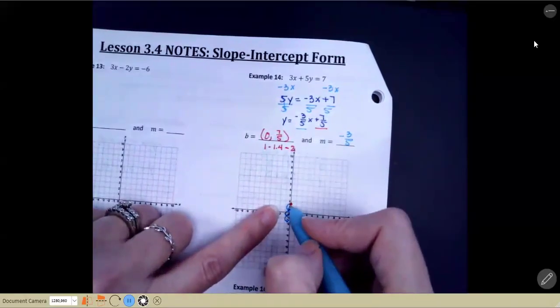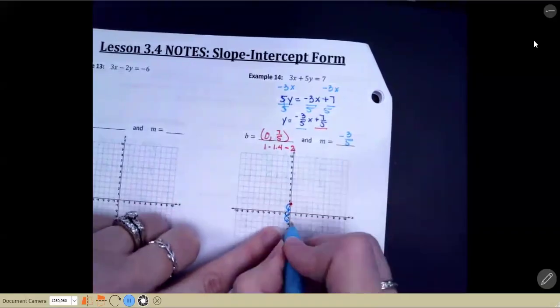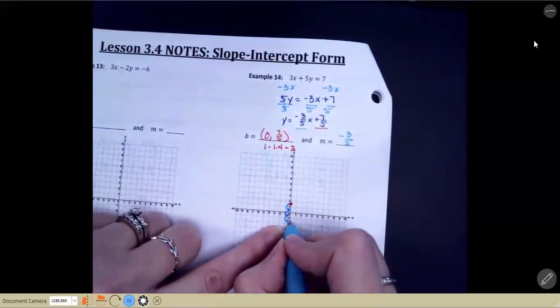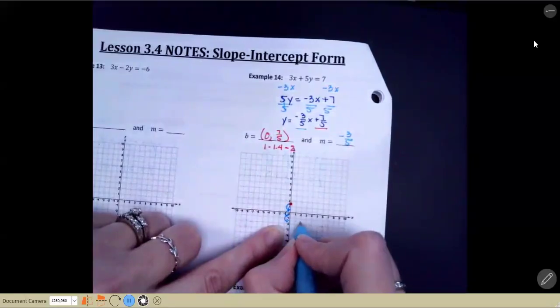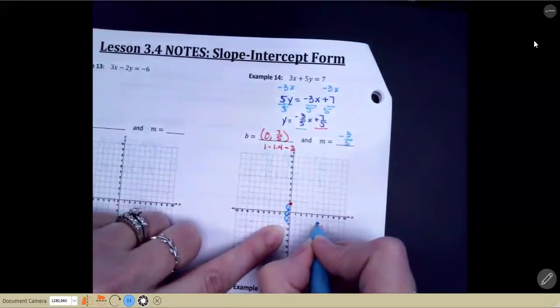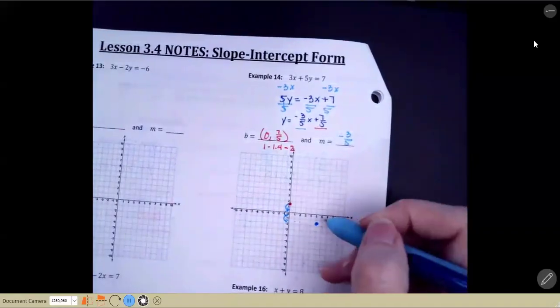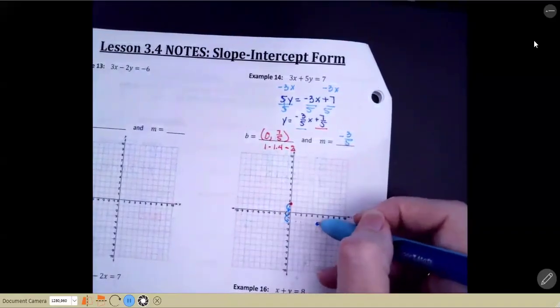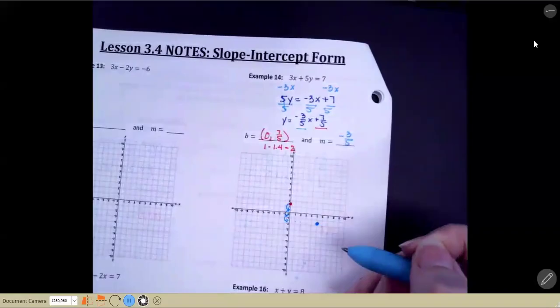And so I have to go down 3, 1, 2, 3. Then I have to, in the middle of the box, go over 5. 1, 2, 3, 4, 5. And so my point is going to be in the middle. It's going to be over 5 and then in the middle of negative 1 and negative 2.